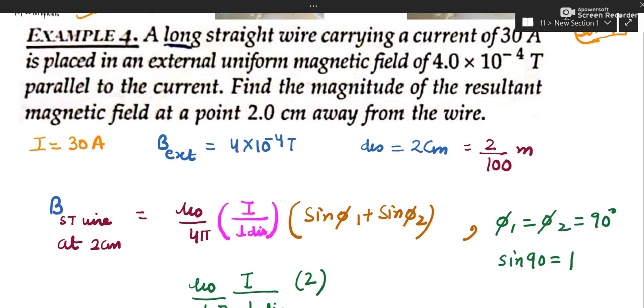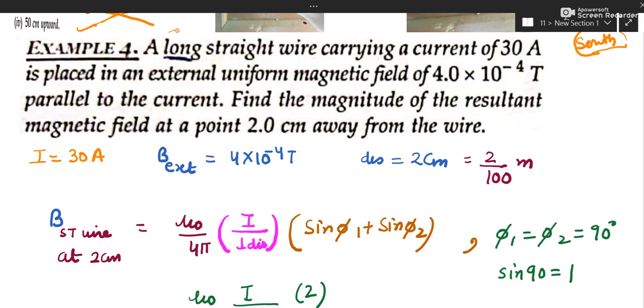Example number 4. So a long straight wire. Long means phi 1 and phi 2 both are 90. Current is 30 ampere. Okay. There is a long straight wire which is carrying a current of 30 ampere. It is placed in external uniform magnetic field. So there is a field already. There is some external field in this question.